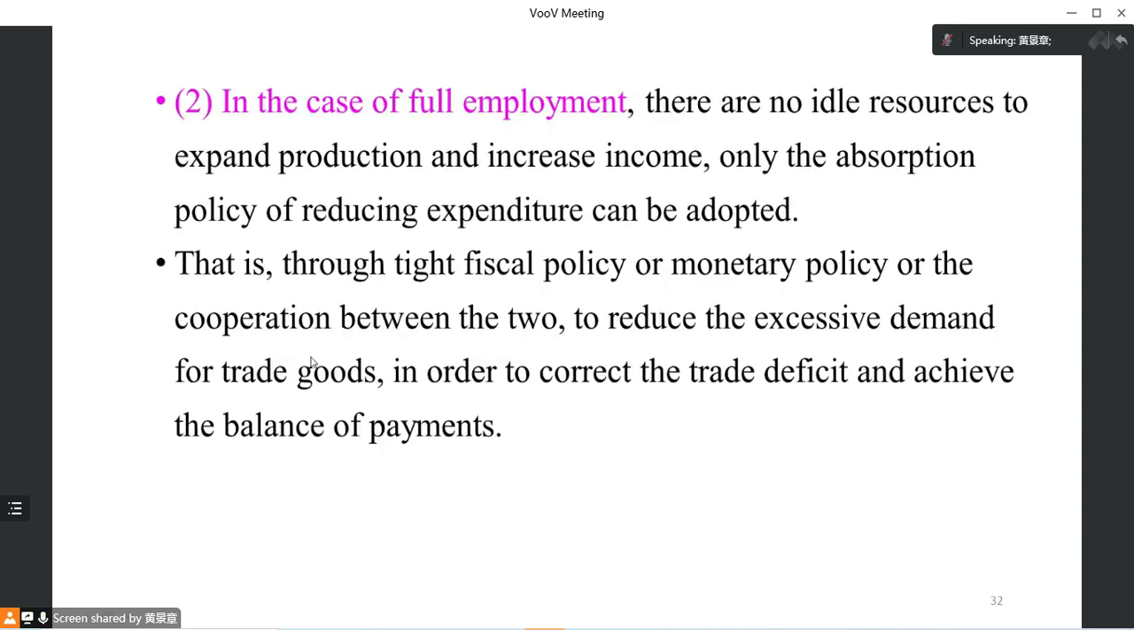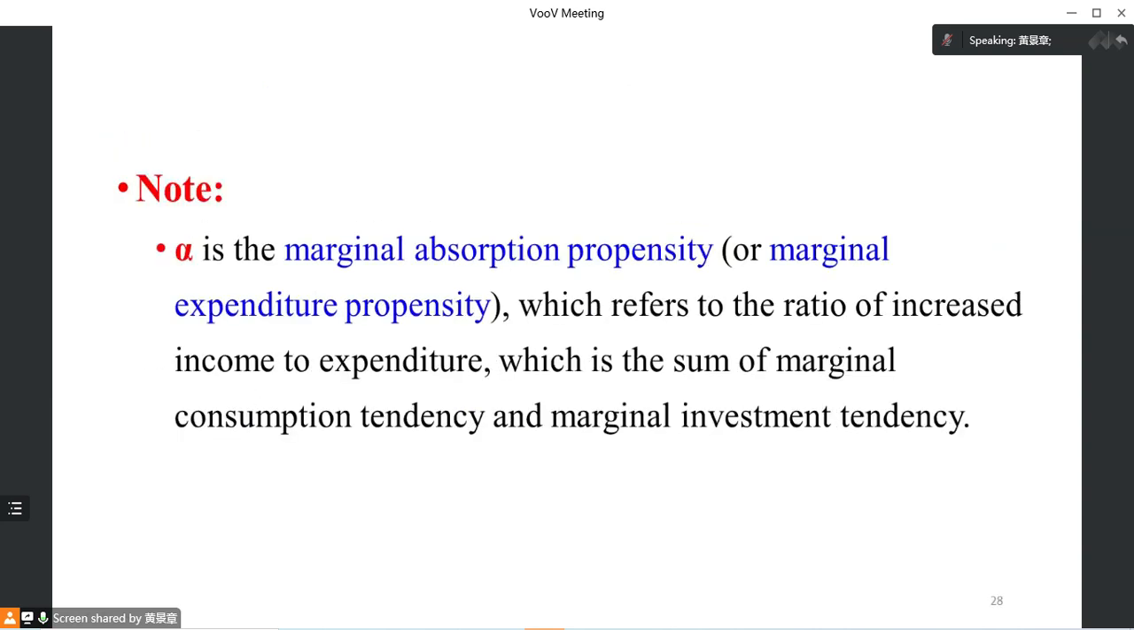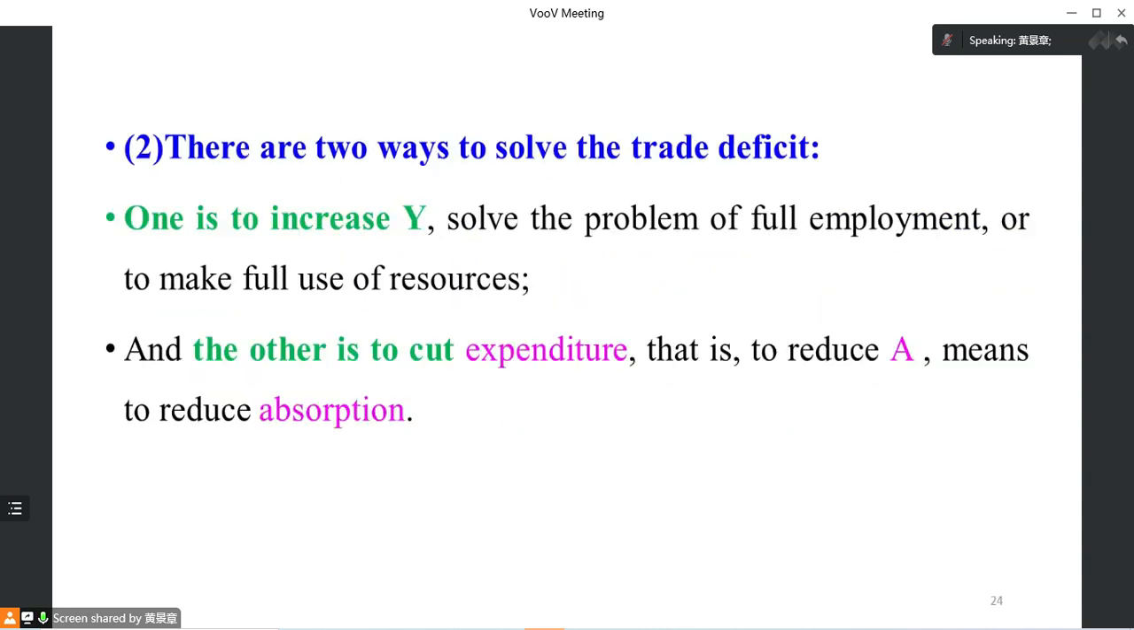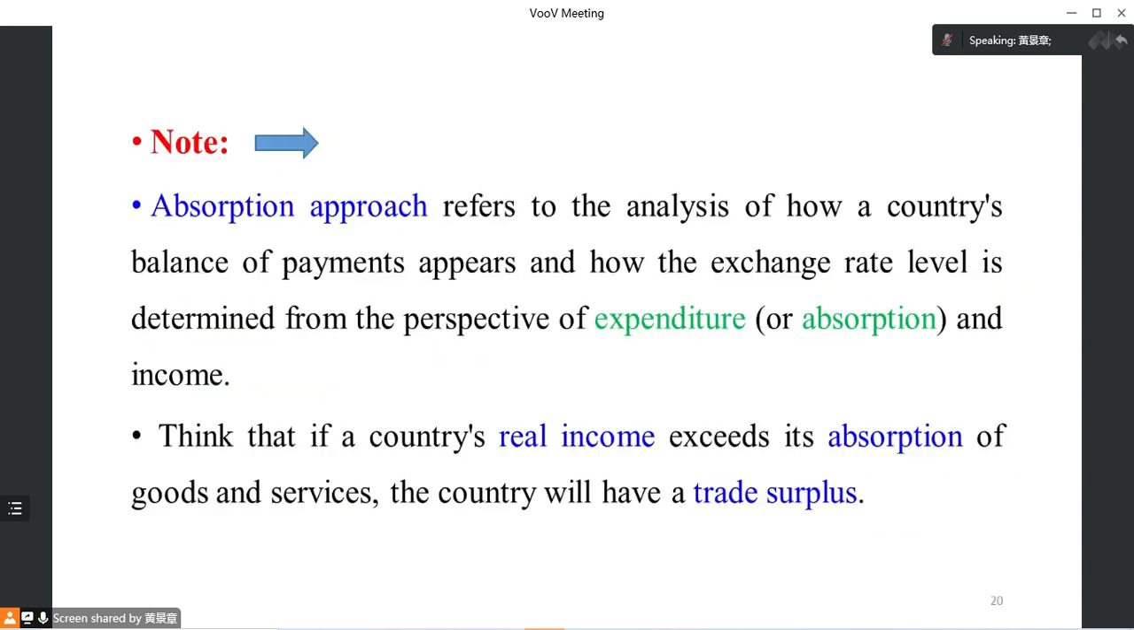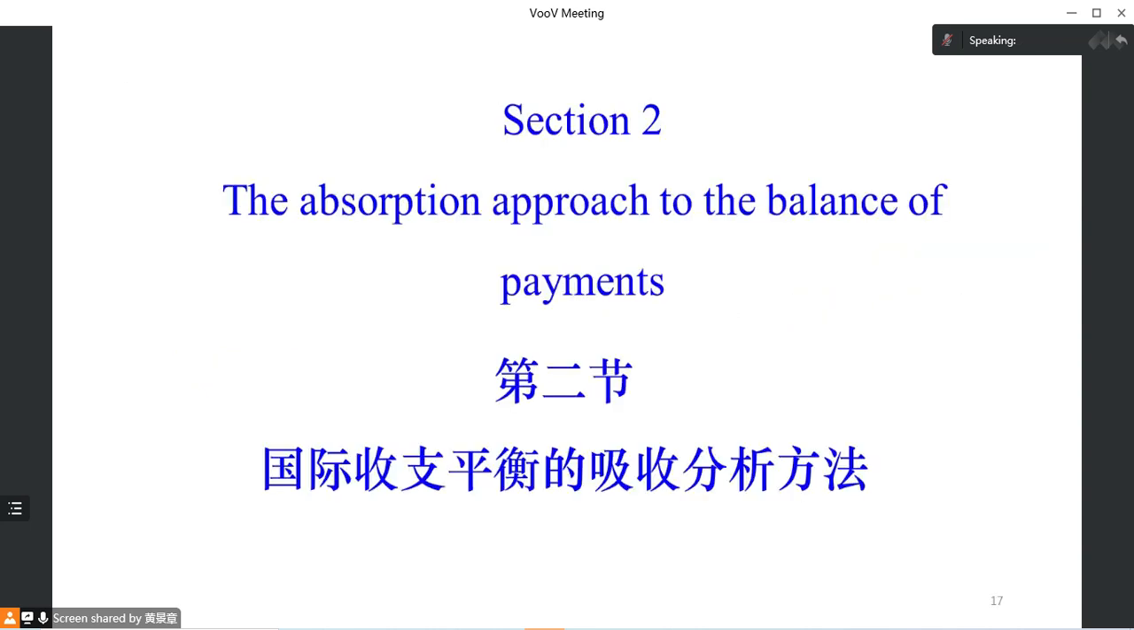From the study above, we have learned the absorption approach to the balance of payments. We should understand how we can use this method to solve the current account deficit.